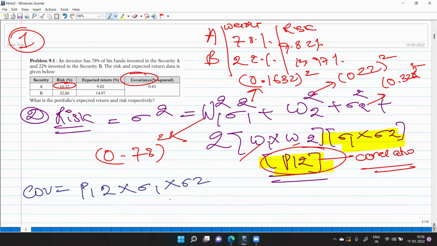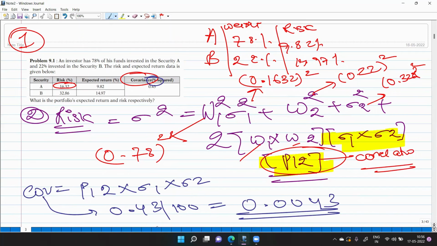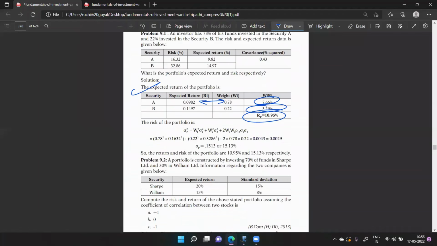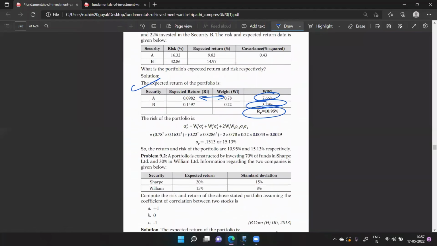So instead of this I can simply write 0.43 divided by 100. Why did I divide by 100? Because it is given in percentage, so this will come out to be 0.043. Once you solve this equation, you will get the rest. Do not forget to take the square root, because here we calculated the variance, we took the squares, so we have to take the square root to get the standard deviation, that is the risk. Let's see if we had written the correct formula.